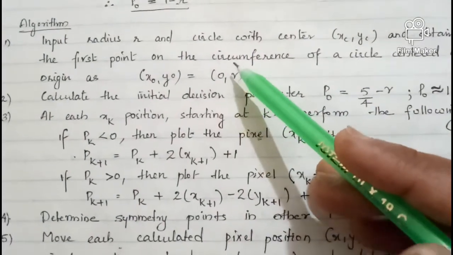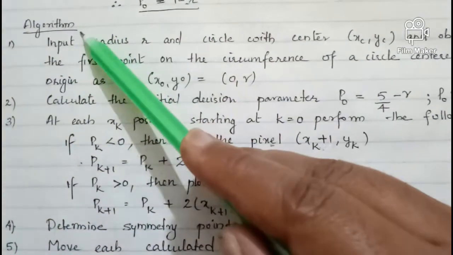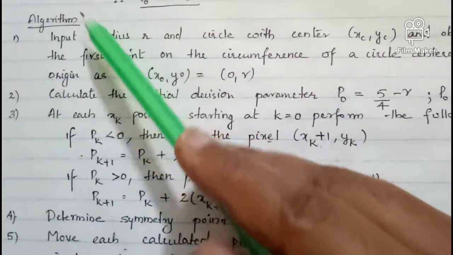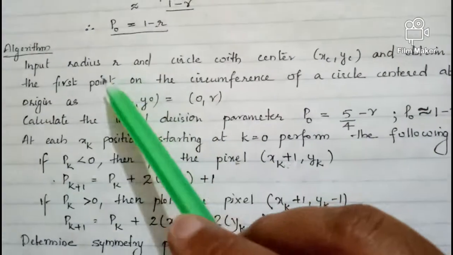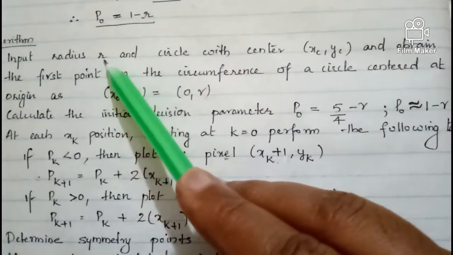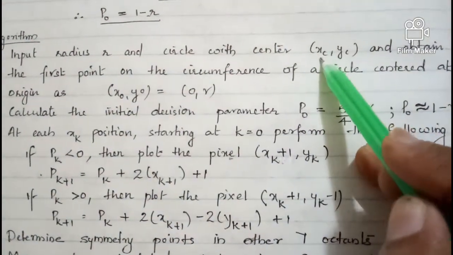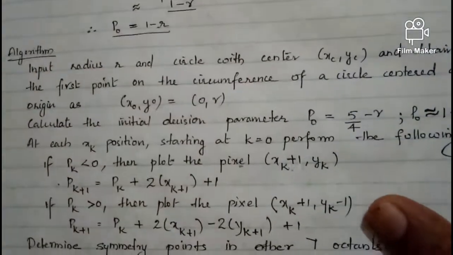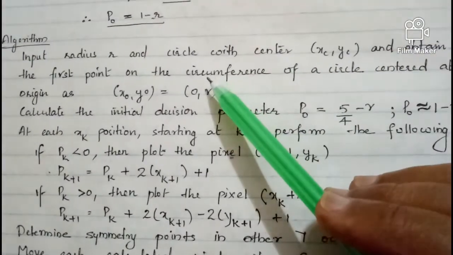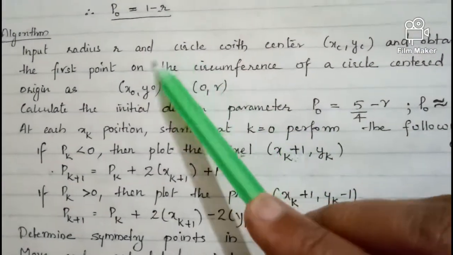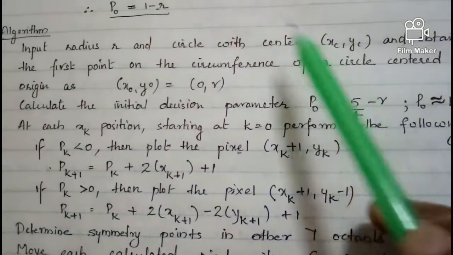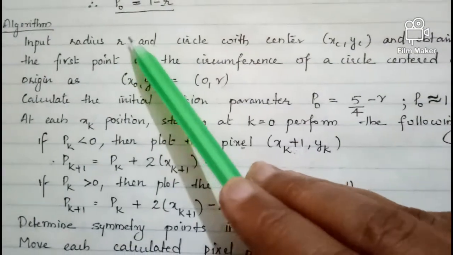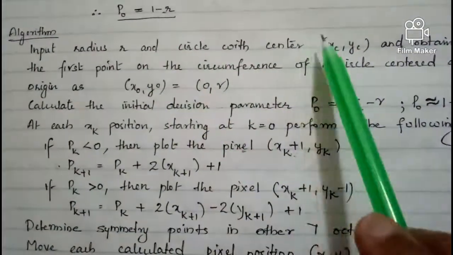Now with this information, let us move on to the algorithm, the midpoint circle drawing algorithm. According to this algorithm, first you have to identify the radius and the center of the circle. If you are implementing this algorithm using a programming language, then first you have to read the values of the center of the circle and the radius from the user.